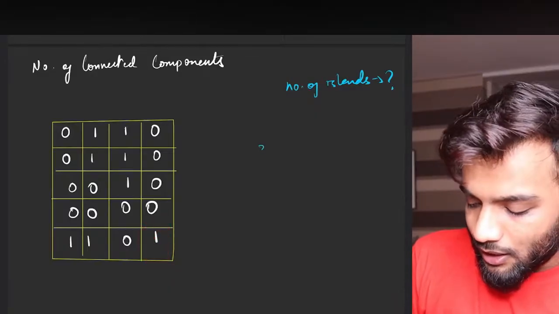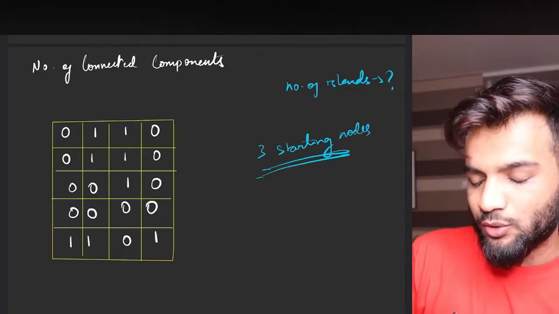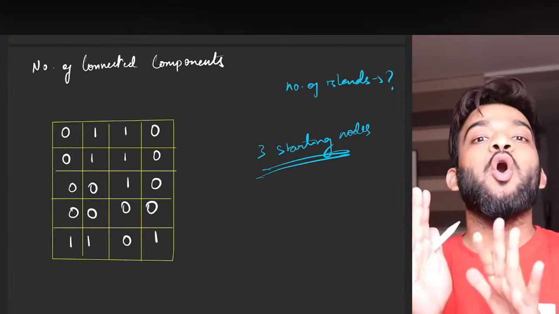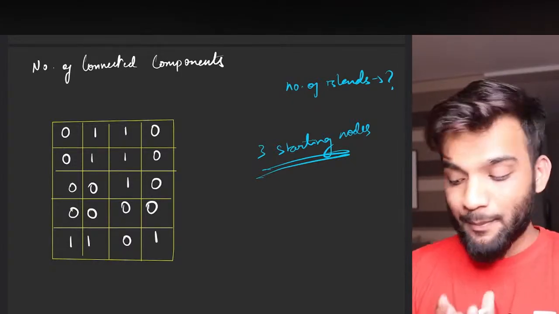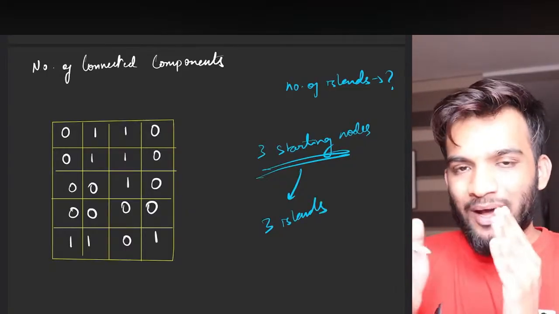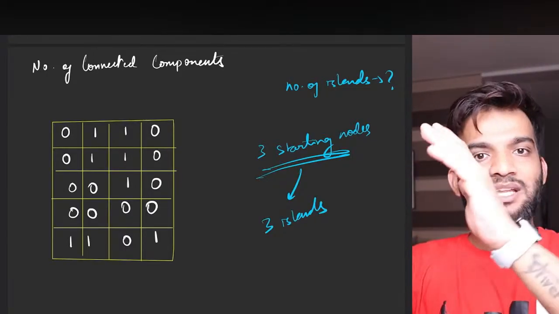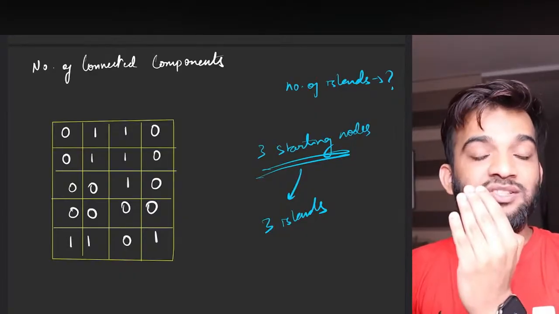So if I take 3 starting nodes, I will be able to touch all the pieces of land. Thereby, can I say there are 3 islands? Because one starting node will make sure it touches all the connected lands. So one starting node will represent 1 island. So this is the intuition.